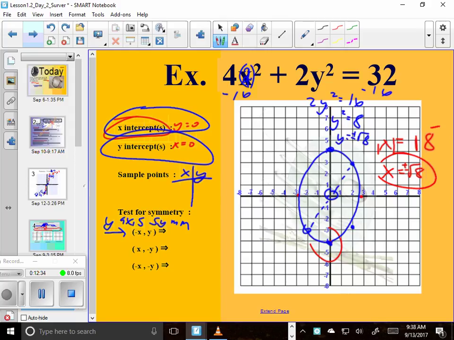What do you think that one's testing for? X-axis symmetry. And this last one, do you remember that's the one where we had like 2, 8 turned into negative 2, negative 8? That was that origin symmetry.